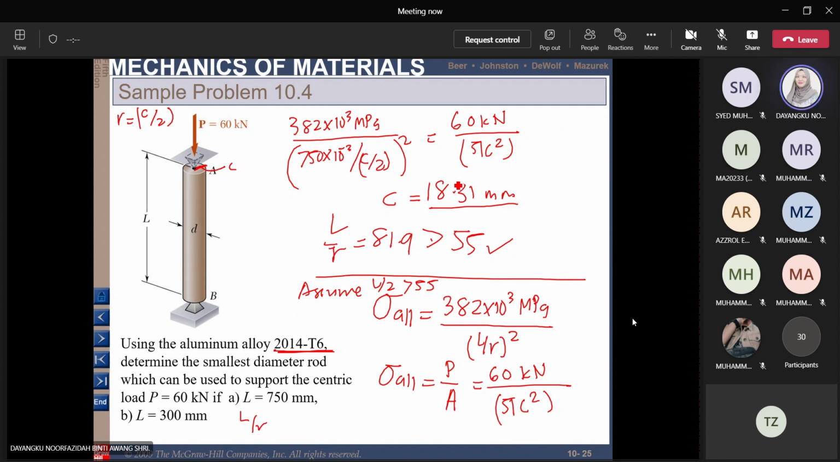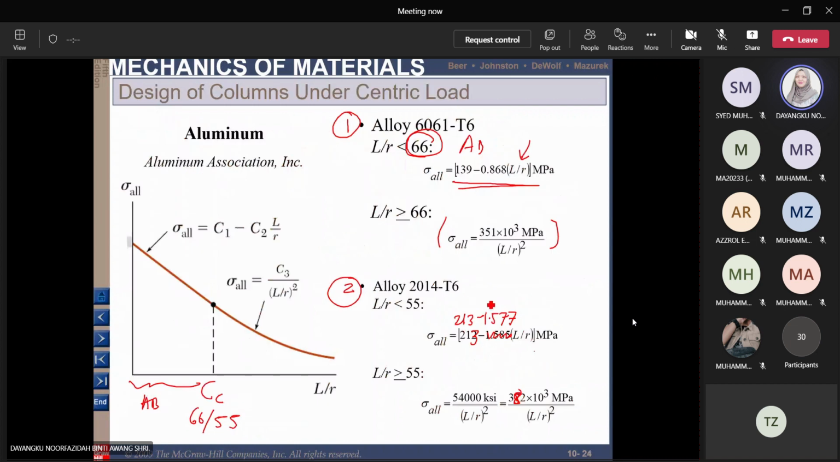Okay, so for all of these equations here, you can try with the 300 millimeter. If you still didn't get the answer with the same assumption, or if it's not correct, then you need to change it to the first one. So 213 times minus 1.577. Okay, so always check your assumption, whether it is correct or not, based on the value.